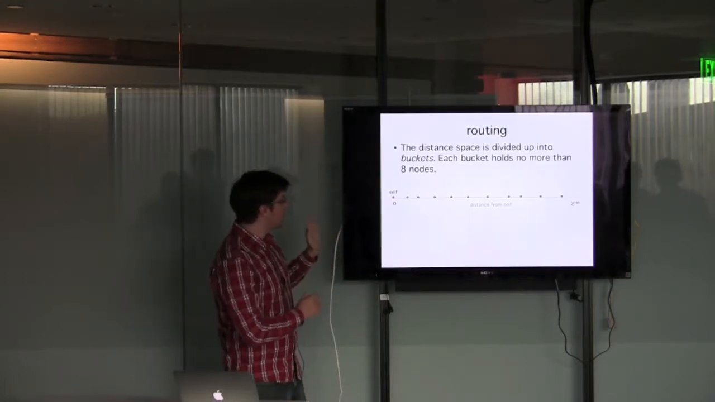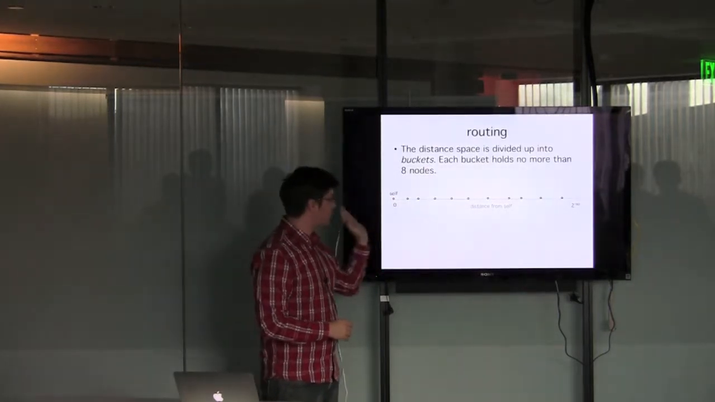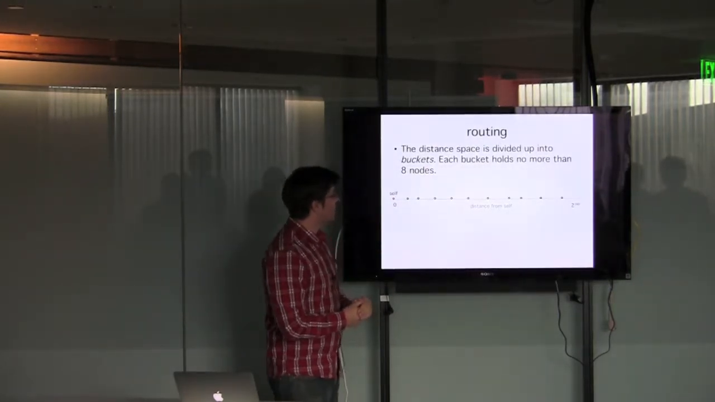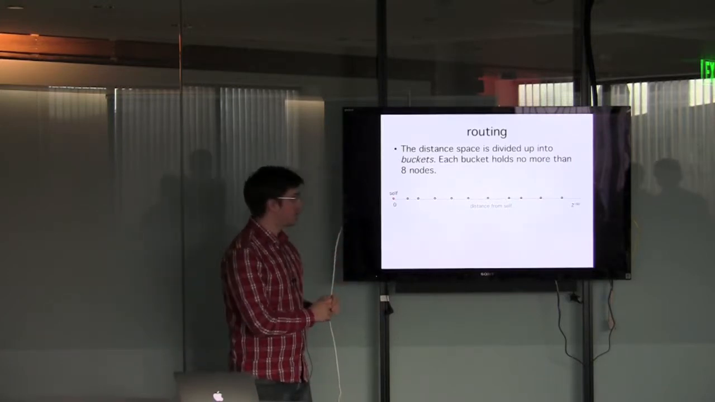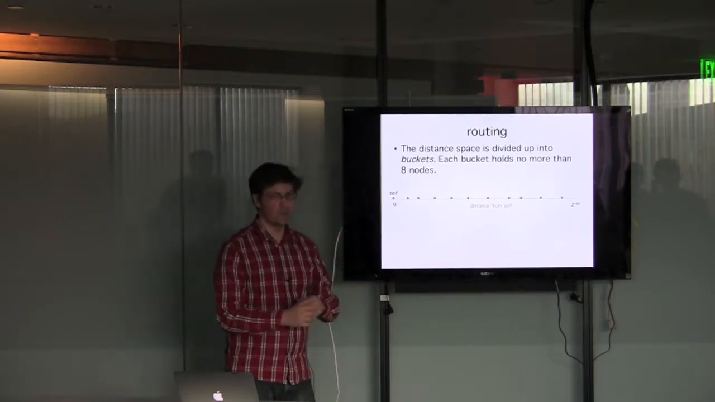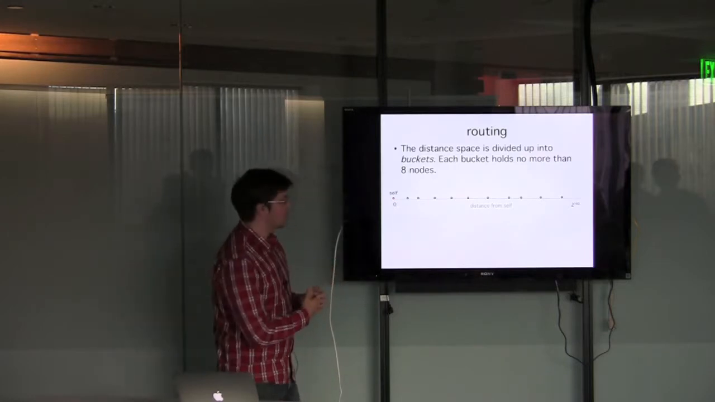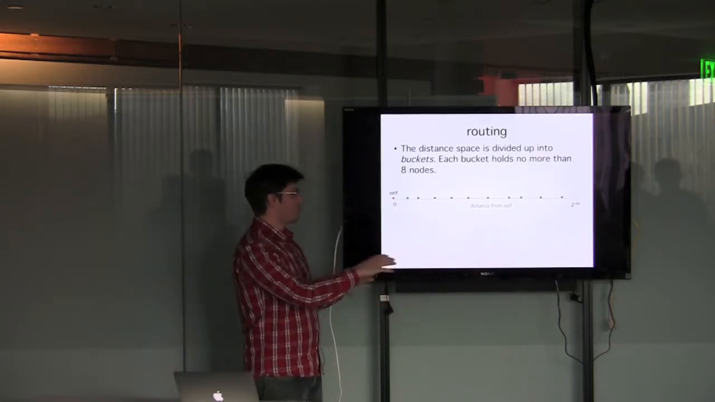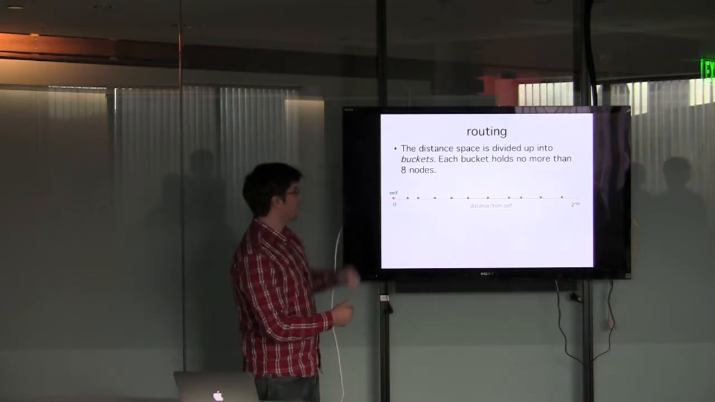So this is the distance space, distance from ourselves with the XOR metric. So nodes are still uniformly distributed. What we do is divide this space into buckets, and each bucket holds no more than 8 nodes from our point of view. This is sort of how we simplify. Instead of knowing about every node, we only know about 8 nodes per bucket.